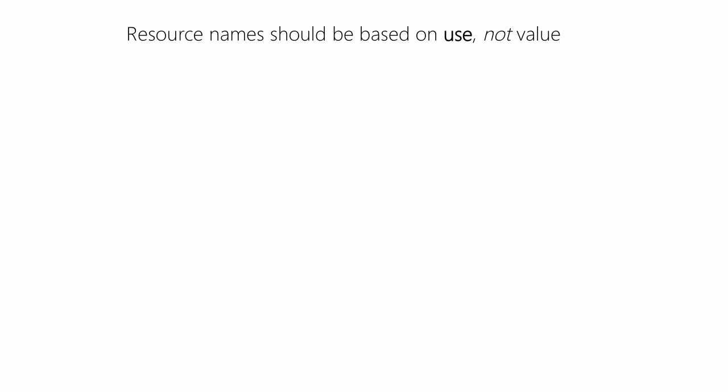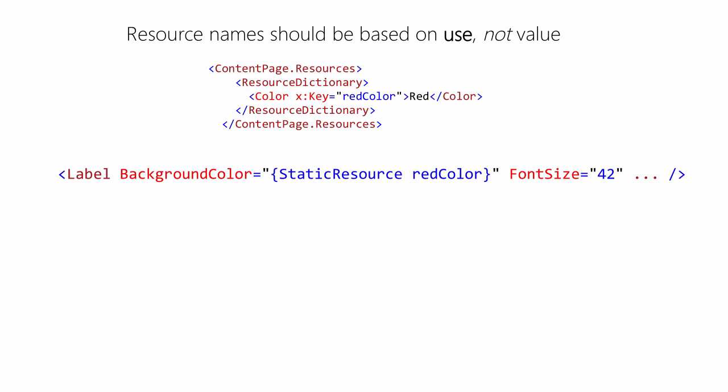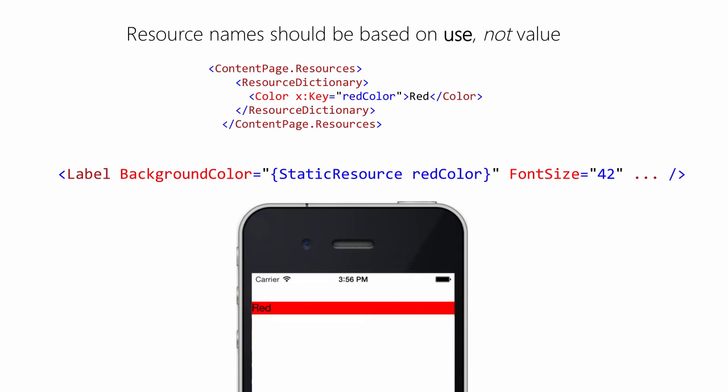Name resources based on use, not value. This will make it easier and more intuitive to change the styles down the road. For example, here you can see we are setting the label to be red, but instead of naming it red color, we should be naming it background color.